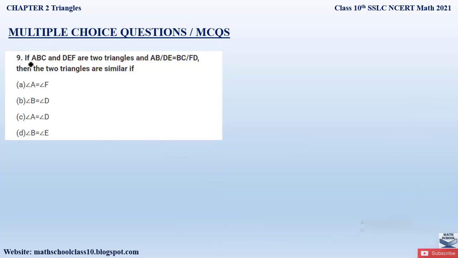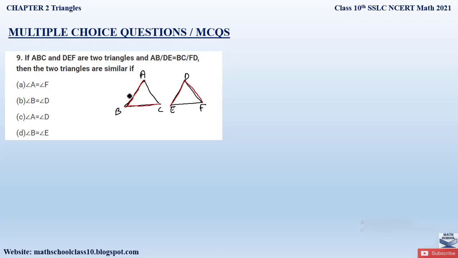Coming to question number 9, if ABC and DEF are two triangles and AB by DE is equal to BC by FD, then the two triangles are similar, right? So we have two triangles. Let us draw the figure first. That is ABC and DEF. They are the two triangles where AB by DE is equal to BC by FD. So we have two corresponding sides, that is AB by DE and BC by FD.